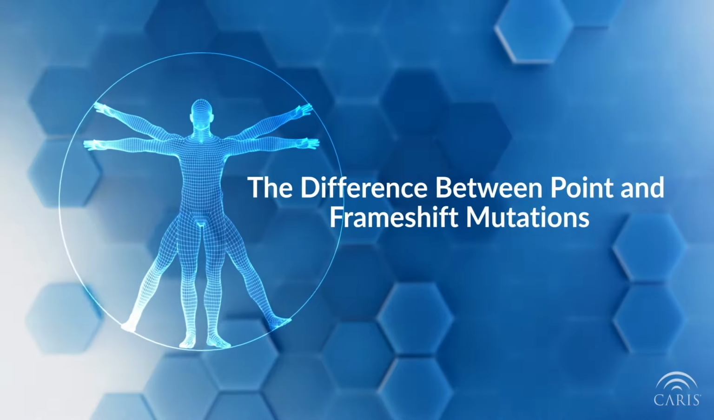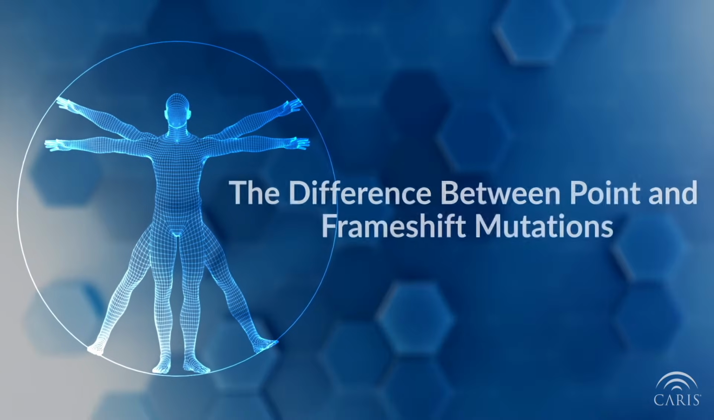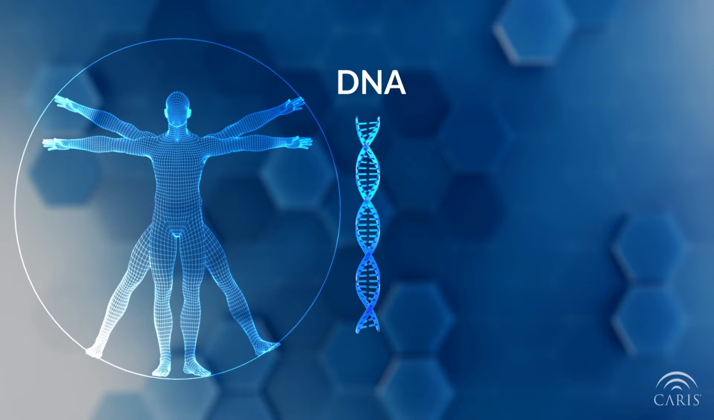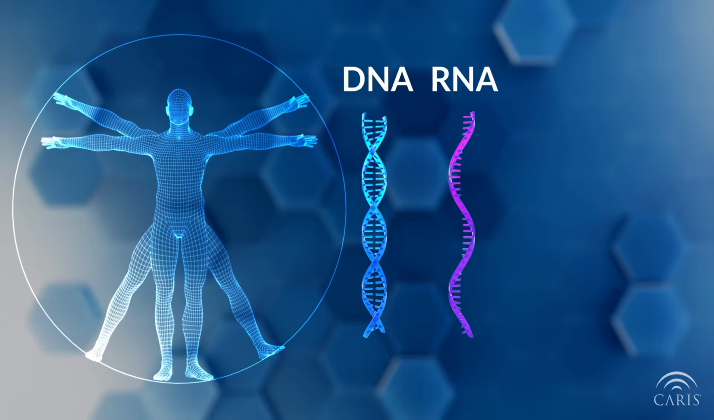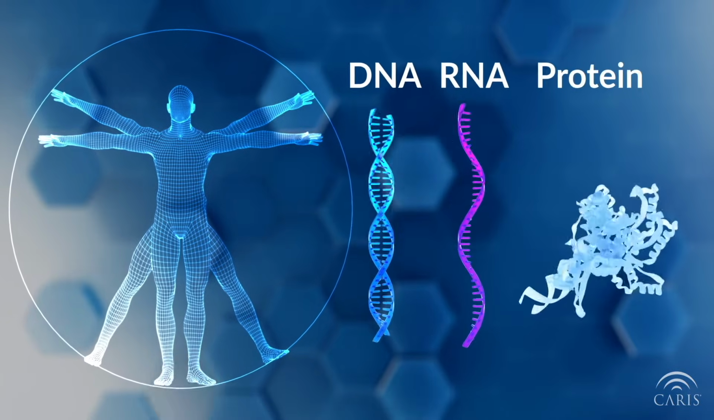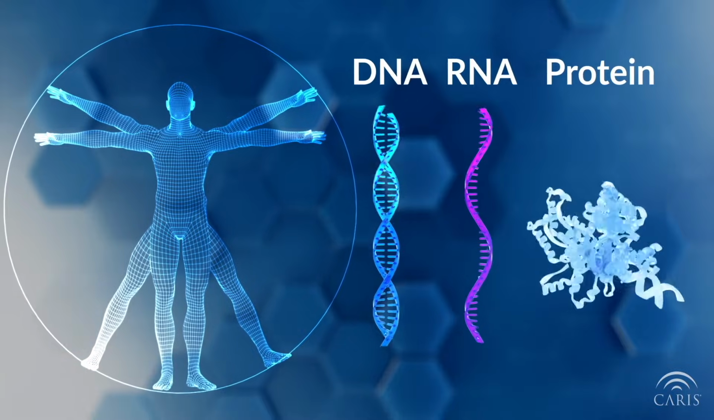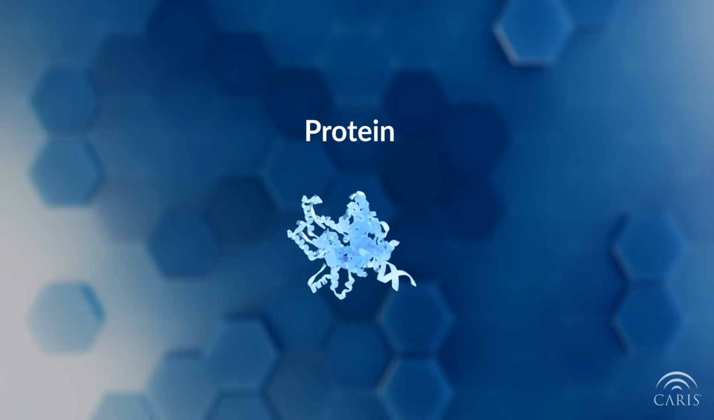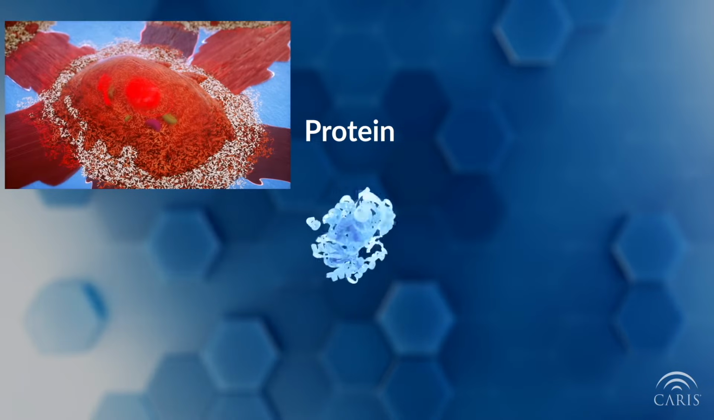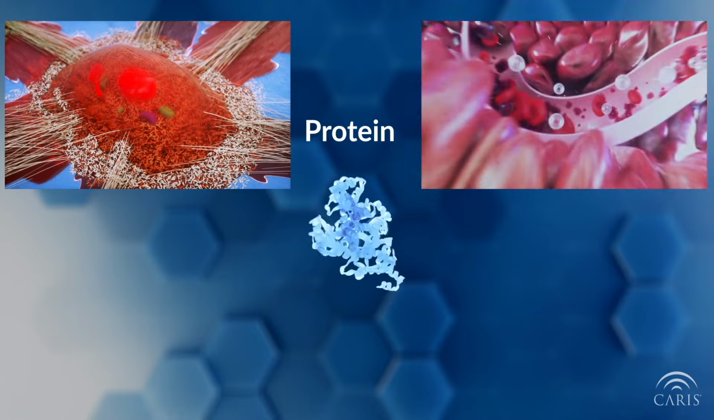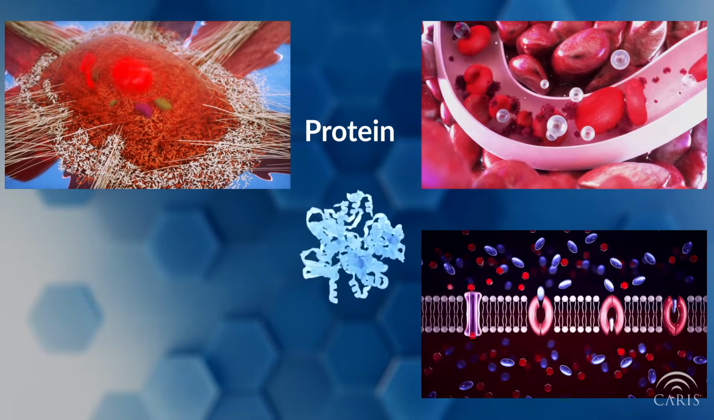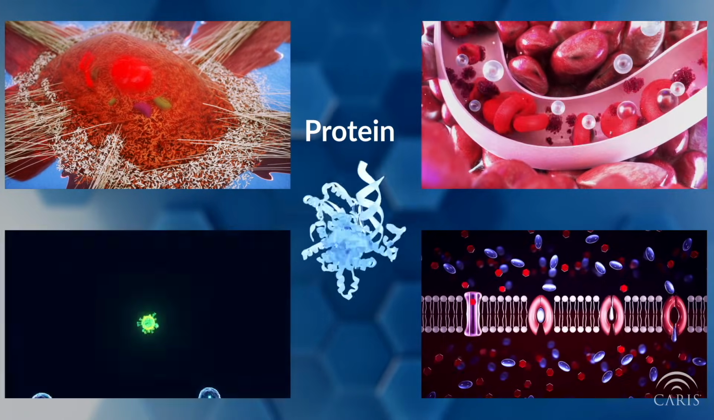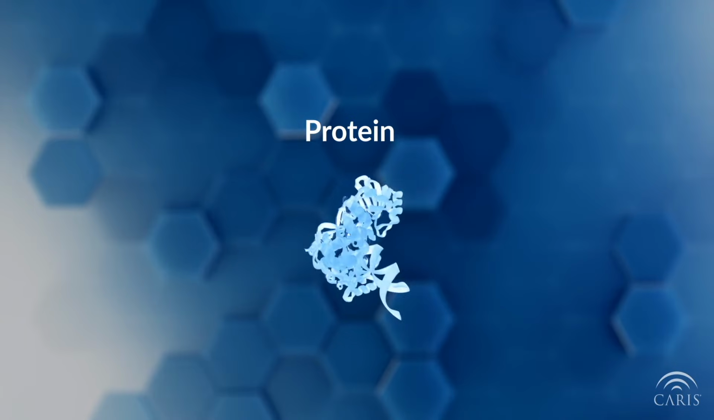The difference between point and frameshift mutations. The DNA in our cells is the blueprint for making RNA, which is then translated into making the proteins that drive many of the functions in our bodies. Proteins are present in all living organisms and do things such as providing flexibility and rigidity to a cell, delivering oxygen to the muscles, transporting bodily fluids, and making antibodies that fight diseases.